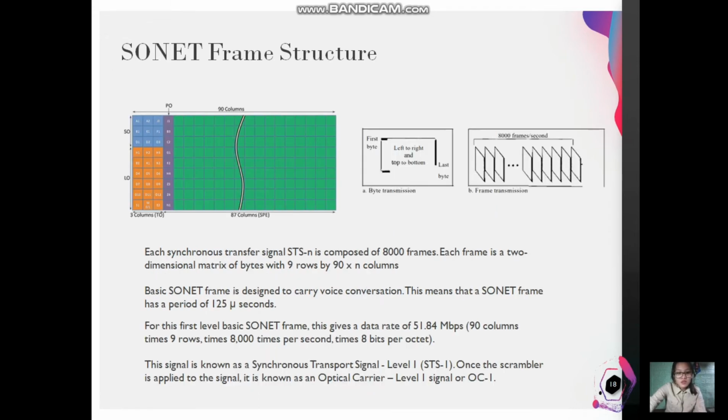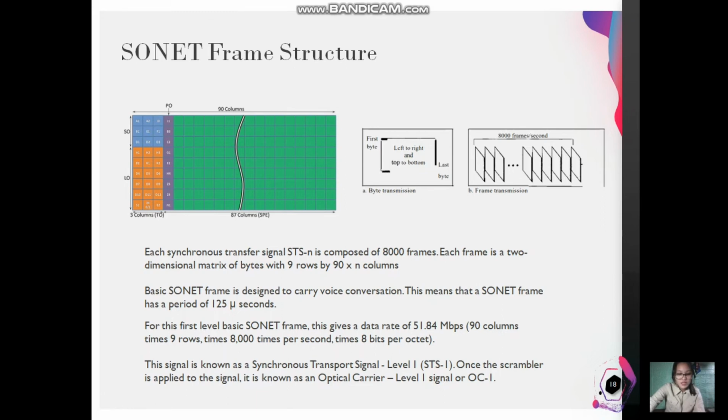One of the interesting points about SONET is that each STS signal is transmitted at a fixed rate of 8,000 frames per second. This is the rate at which voice is digitized. You can read this in chapter 4 of the book Data Communications and Networking by Behrouz Forouzan. For each frame, the bytes are transmitted from left to right and top to bottom. For each byte, the bits are transmitted from the most significant to the least significant. The figure on the right shows the order of the frame and byte transmission.